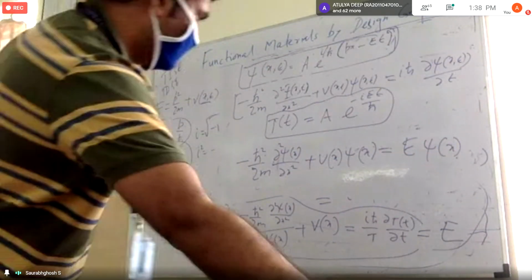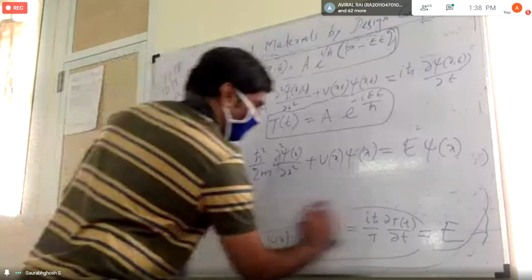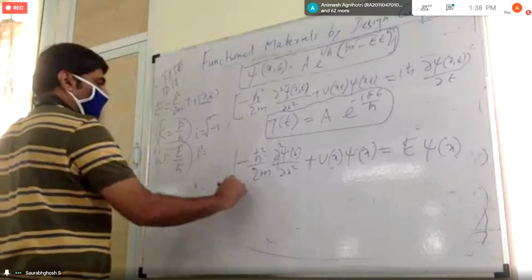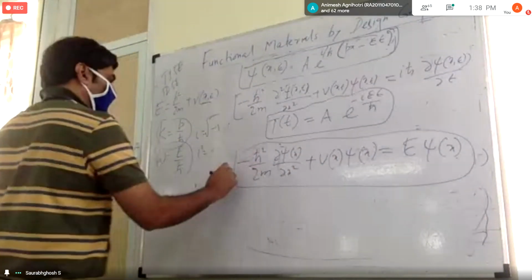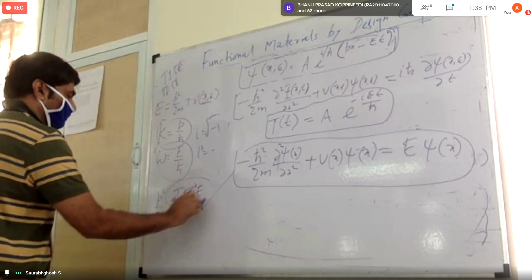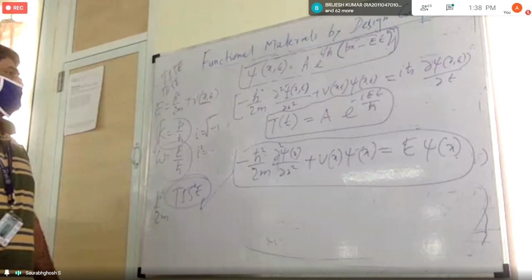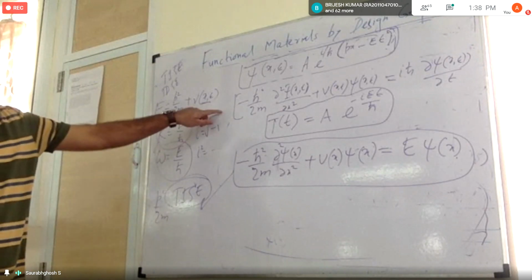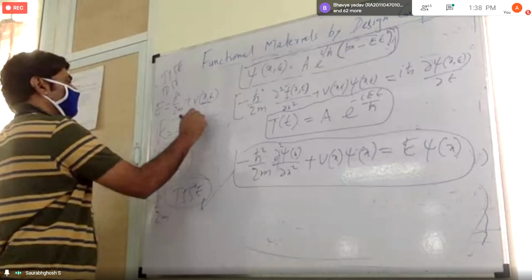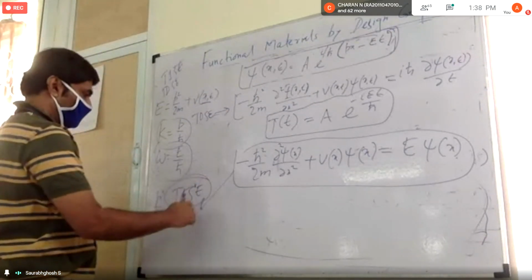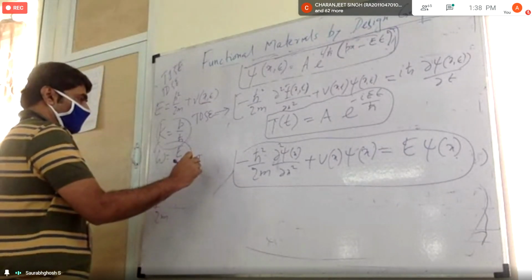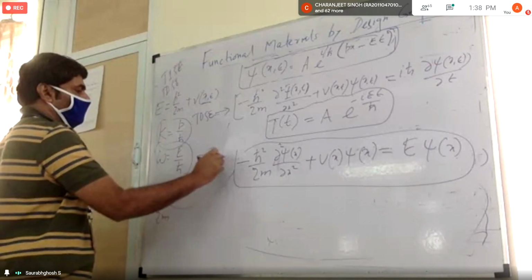This is called the time independent Schrodinger equation. This is the time dependent Schrodinger equation. And this is the time independent Schrodinger equation. Okay?